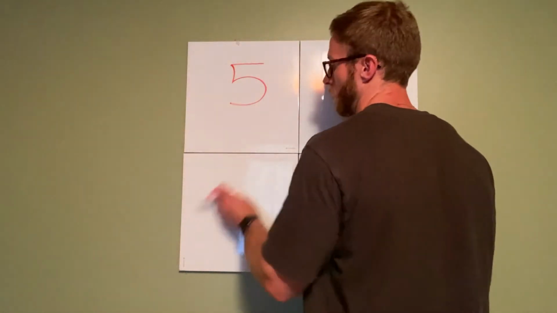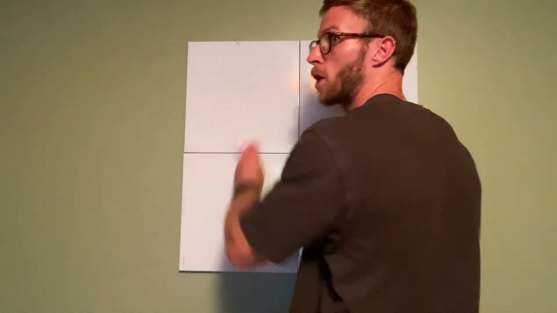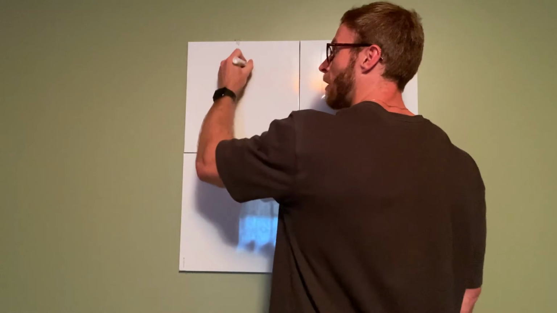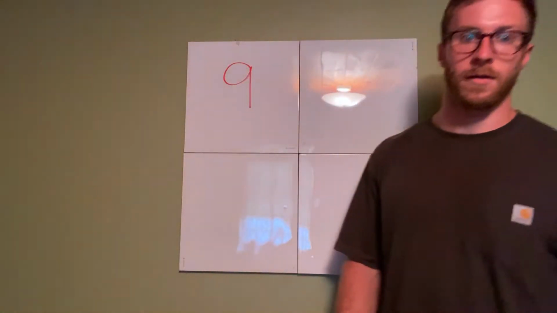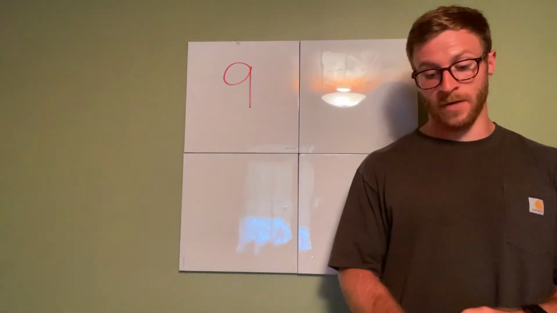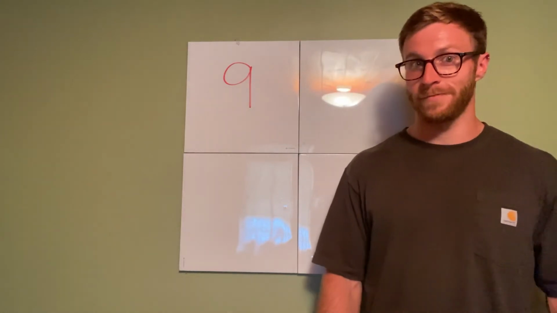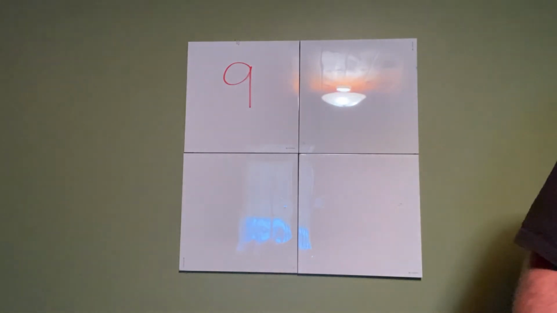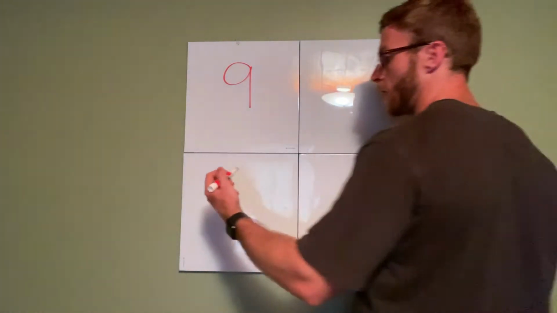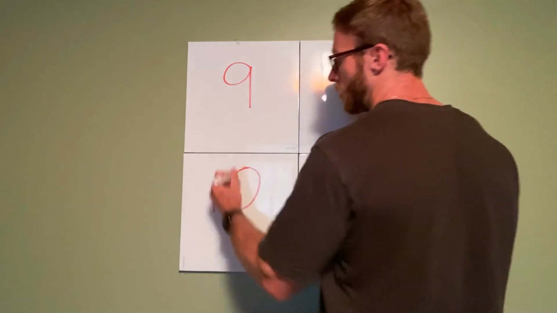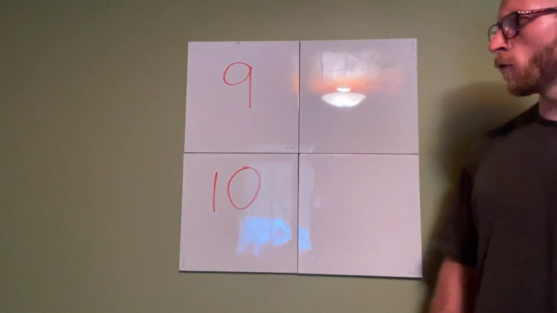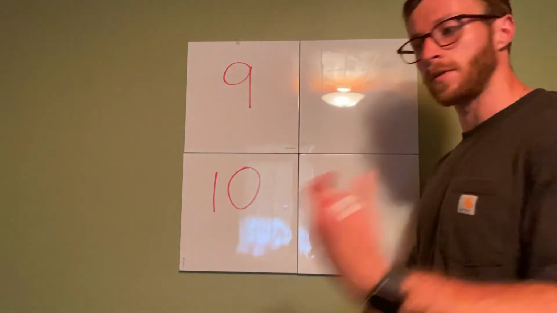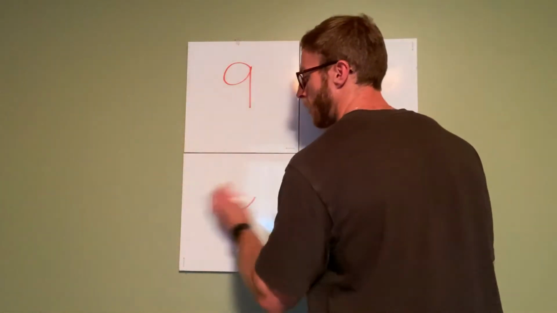All right, one more. Ready? This one's going to be a tough one. I'm going to try and stump you. What is one more than 9? Count all the way up to 9 if you need to, and then say the next number. One more than 9 is 10. 1, 2, 3, 4, 5, 6, 7, 8, 9, 10. 10 is the next number, so 10 is one more than 9.